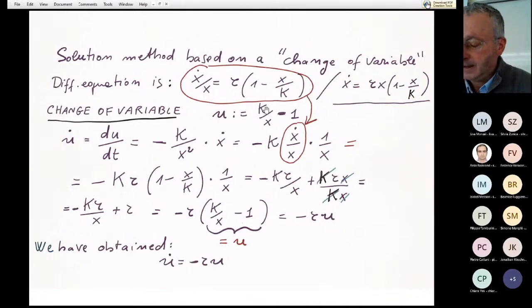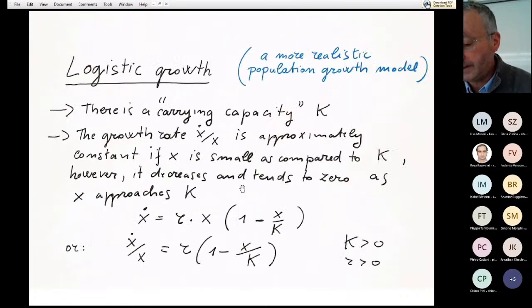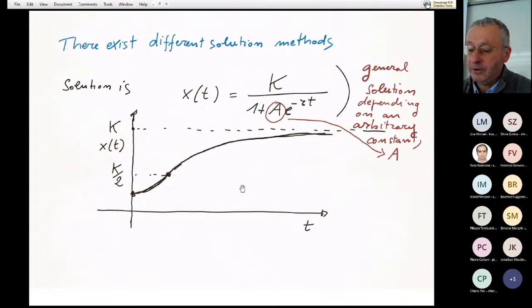Anyway, this is not important. What is really important is that you have a look at the solution formula. It is possible, either changing the variables or applying separable differential equations theory, to arrive at the solution. The solution is this one. X of t is equal to the carrying capacity in the numerator, divided by 1 plus A, the arbitrary constant, which we next specify in terms of the initial level of the population, times exponential of minus rt.